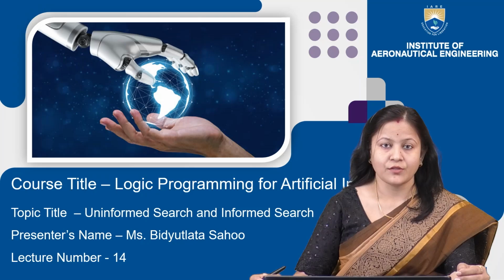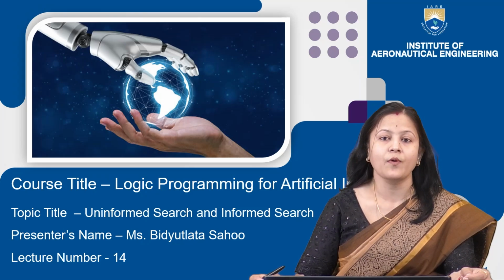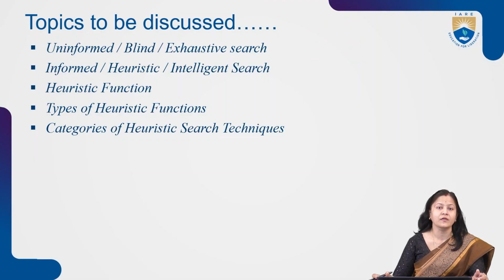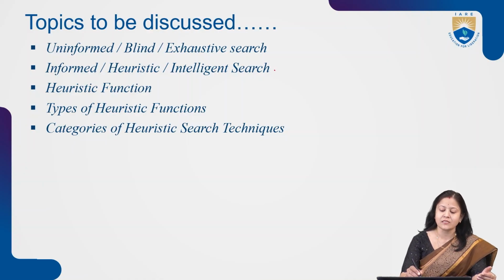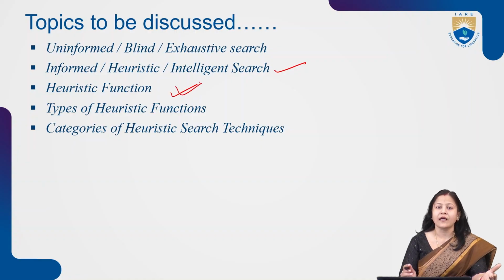In this video section, I will discuss uninformed search and informed search. So these are the topics I'm going to discuss. First, we'll discuss the uninformed search, which is also called the blind or the exhaustive search. Then we'll go for informed search, which is also called the heuristic or the intelligent search. Then, to understand the heuristic search technique, we need to understand what is a heuristic function, what are the types of heuristic functions, and the categories of heuristic search strategies or techniques.